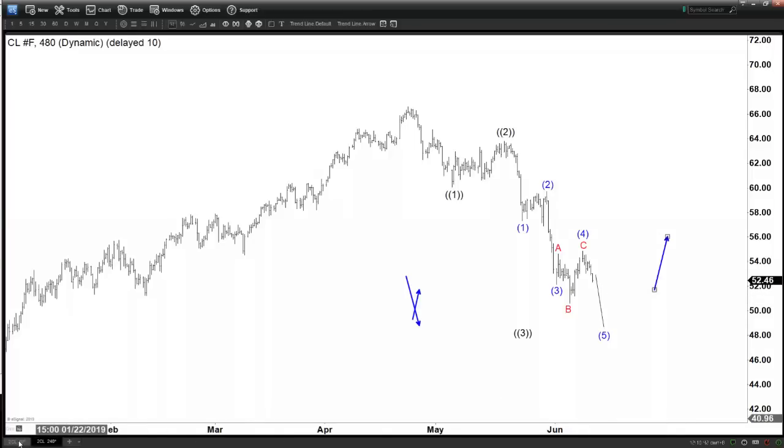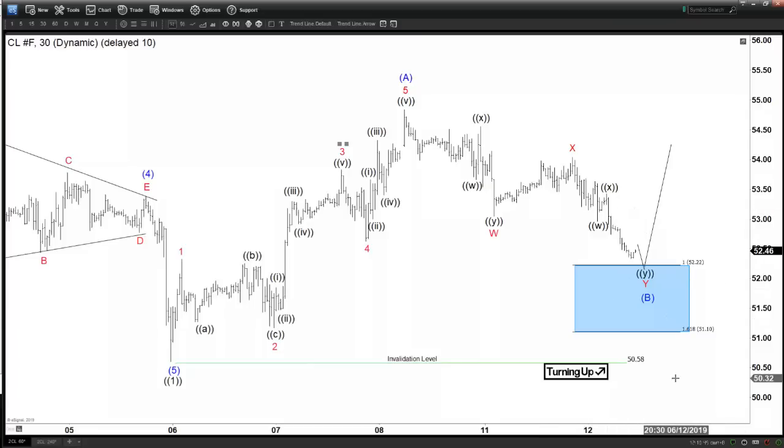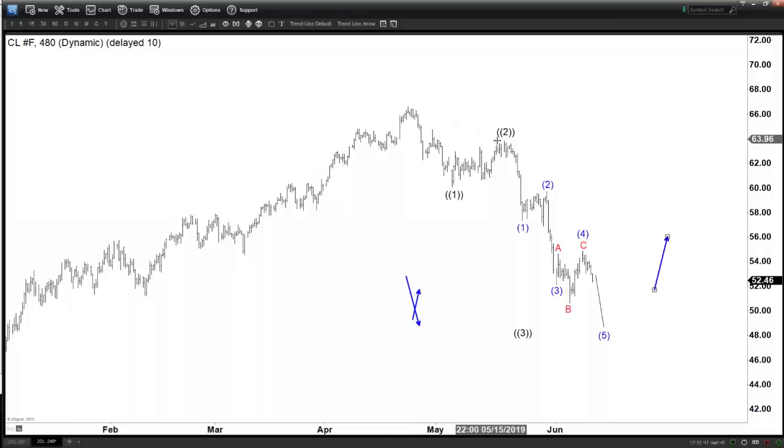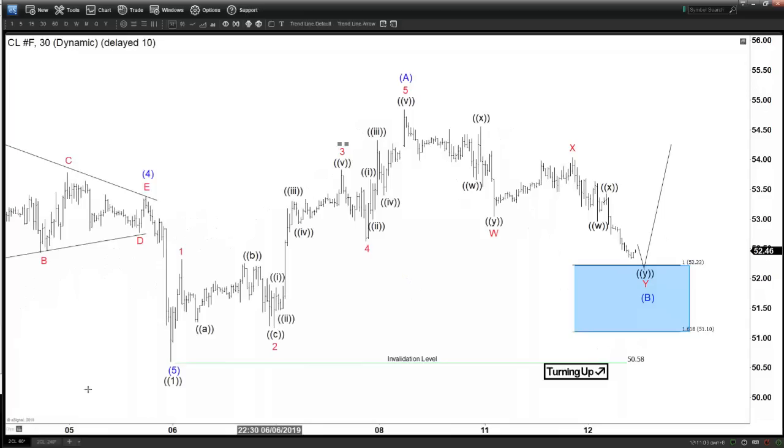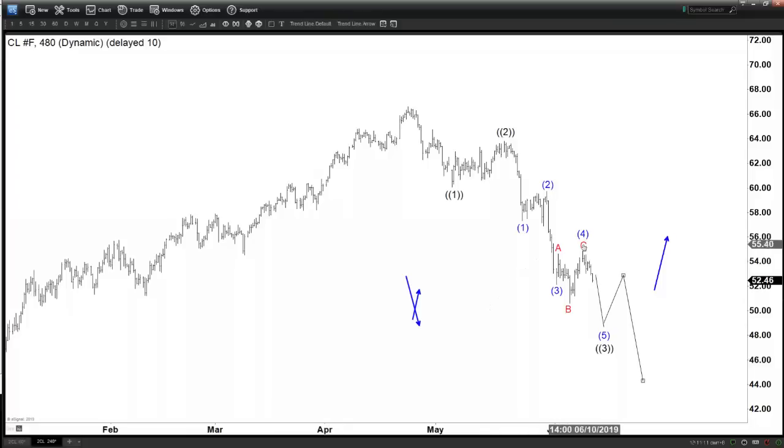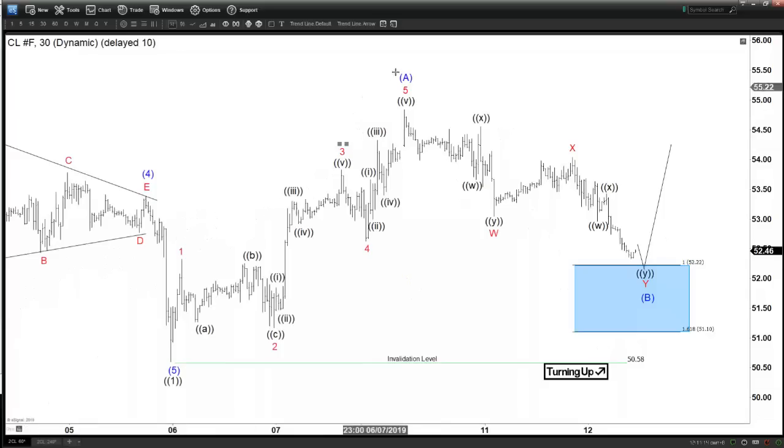Suppose that instead of bouncing from here, we continue to break down below $50.58, then this could be a flat and within the 5 waves down from here, and that will only end with 3, and then you have continuation lower. So that's a bearish scenario in oil. But the primary view remains to be that these 5 waves is either with A or with 1, not with C of an expanded flat, and therefore as long as it stays above here, we could see further upside again.